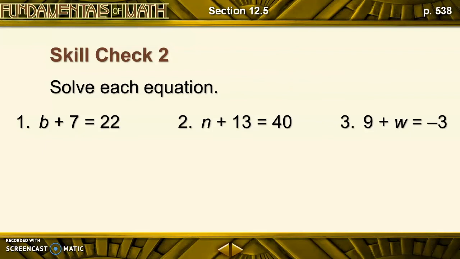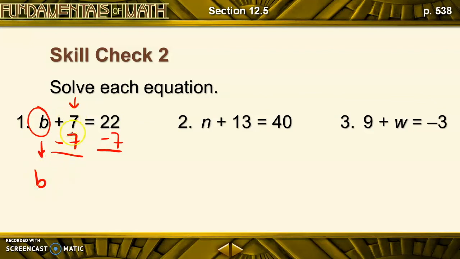So let's look at skill check number 2. We're going to try to solve each equation. We're going to look at this one. It says b plus 7 is equal to 12. So step number 1 is we're going to circle our variable. Then we're going to find his buddy. The buddy is going to be positive 7. We can ask ourselves, what's the opposite of positive 7? And I'm going to write negative 7. Now, because this is math and math is fair, if I subtract 7 on this side, I have to subtract 7 on both sides.